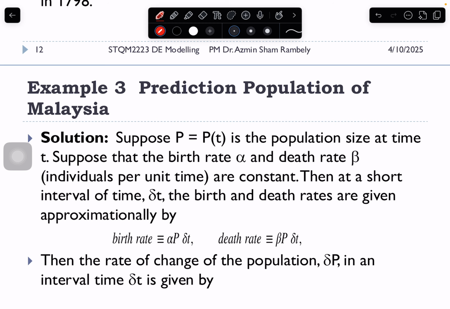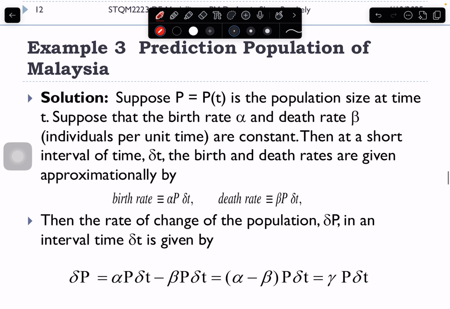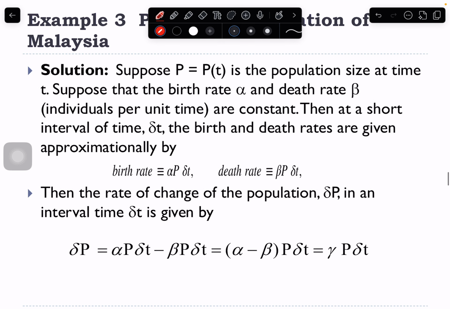So we have the birth rate and also the death rate. The birth rate is equal to alpha multiplied by the population, and for the death rate I'm going to use beta multiplied by the population. So that is the amount of the birth rate and also the death rate.